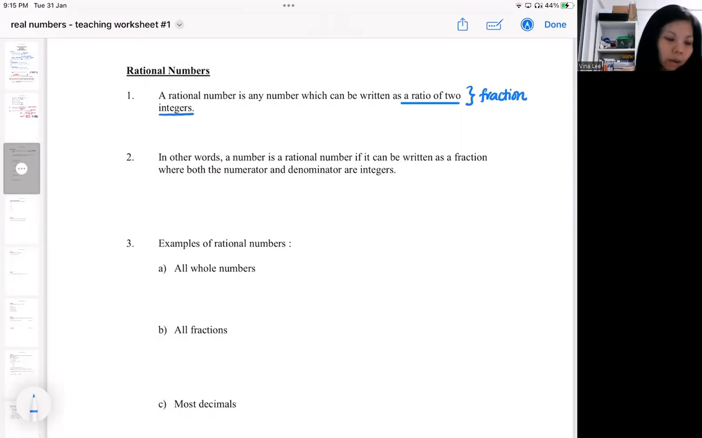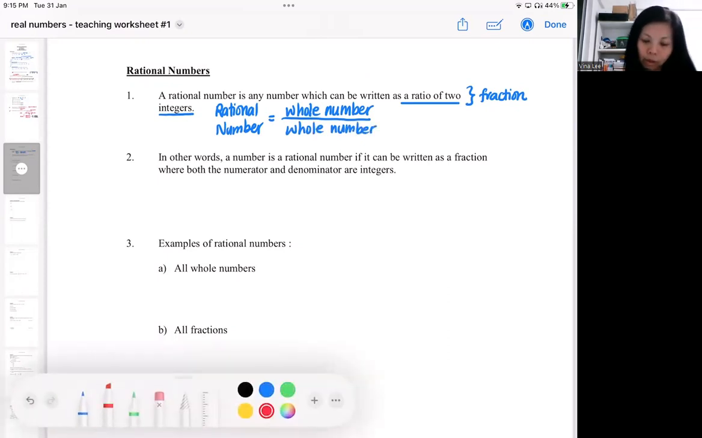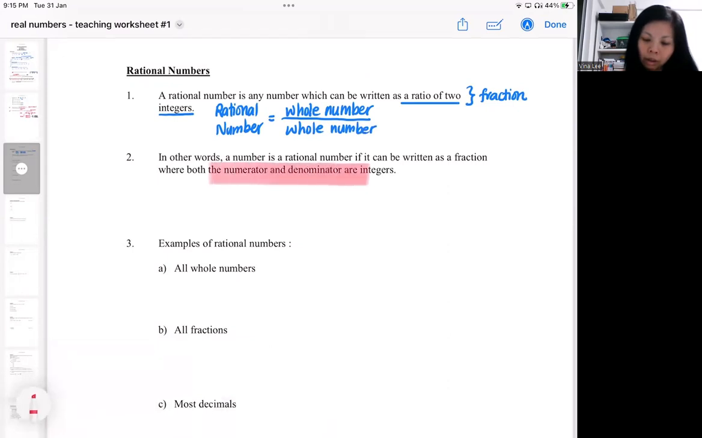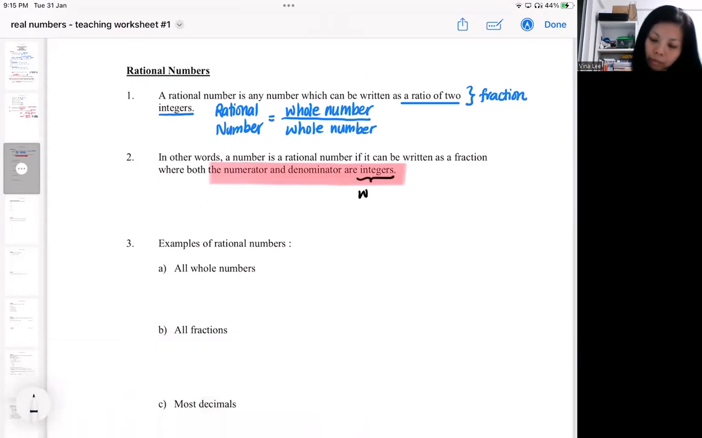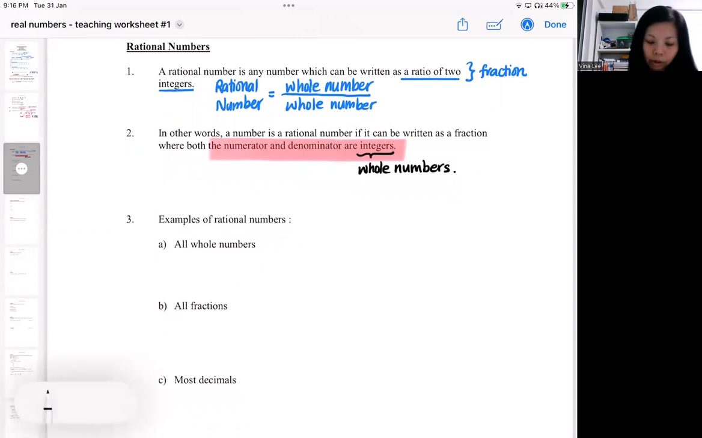Currently, I would like you to think about rational numbers looking like this. Rational numbers look like whole number divided by whole number. Like I mentioned here, the numerator and denominator are integers. So I'm going to give you an example of rational numbers.